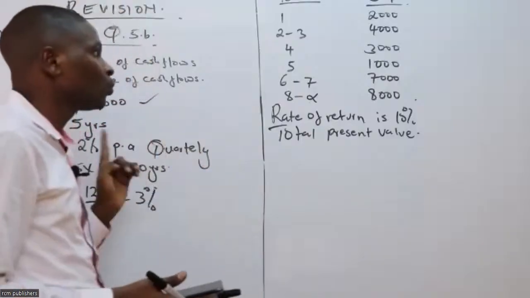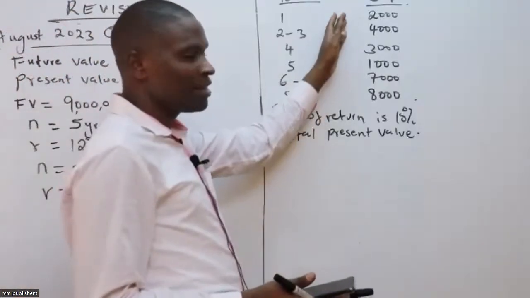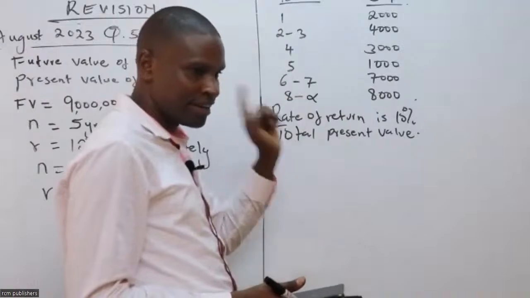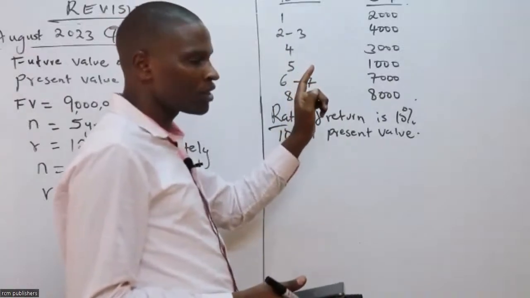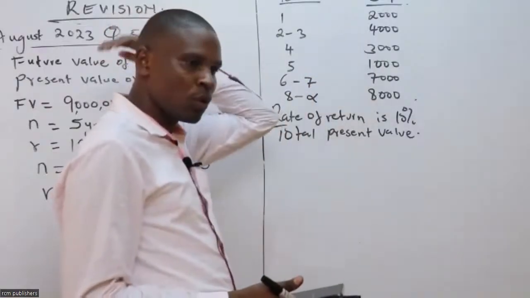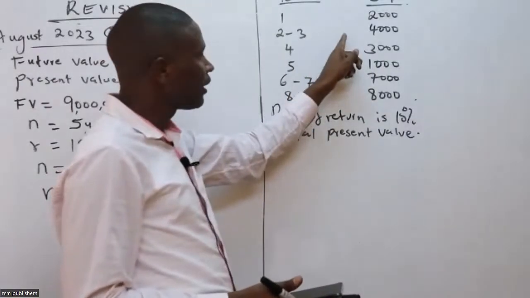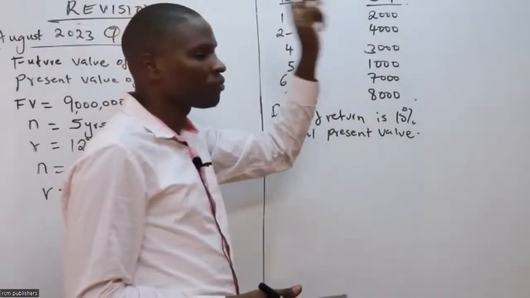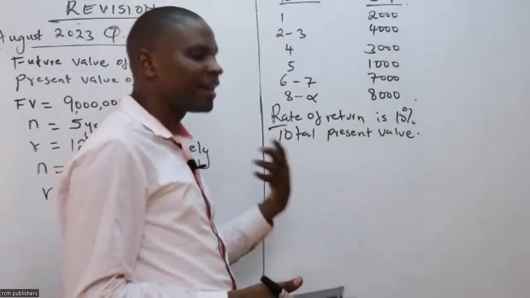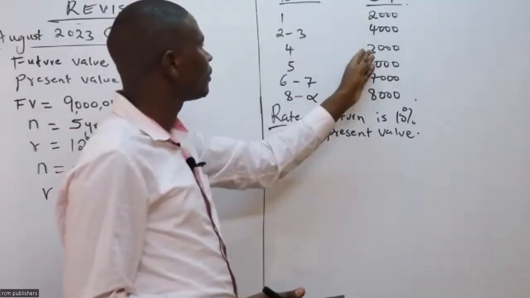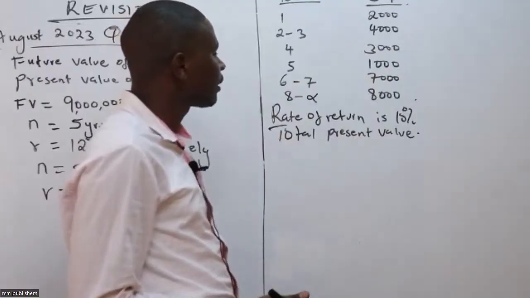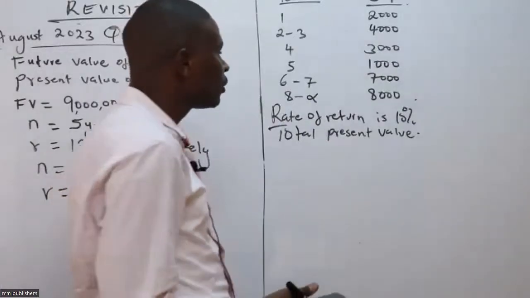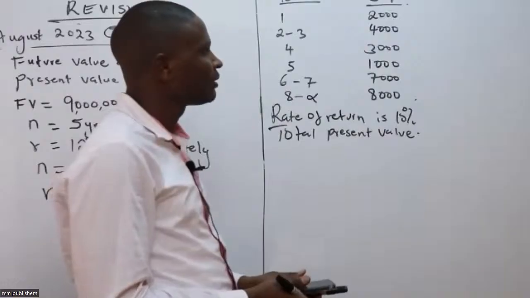It is always good to note that when the examiner gives you ranges in years, please note that anywhere you have a range, that gives you regular cash flow. It means year 2 has 4,000 cash flow, year 3 has 4,000. That is regular. Then we have irregular cash flows, which are the standalone ones. And for this, we use 1 over R to get the present value.